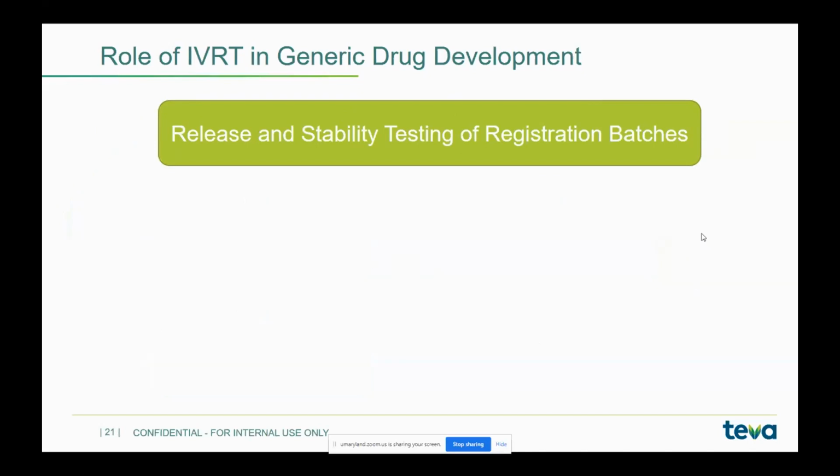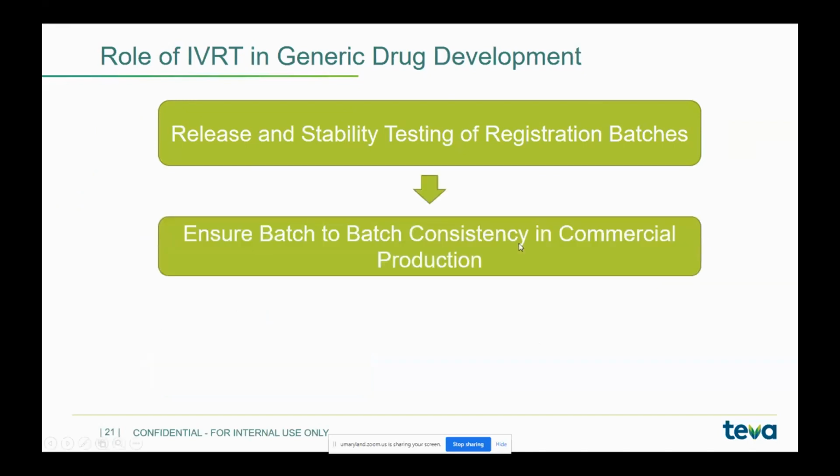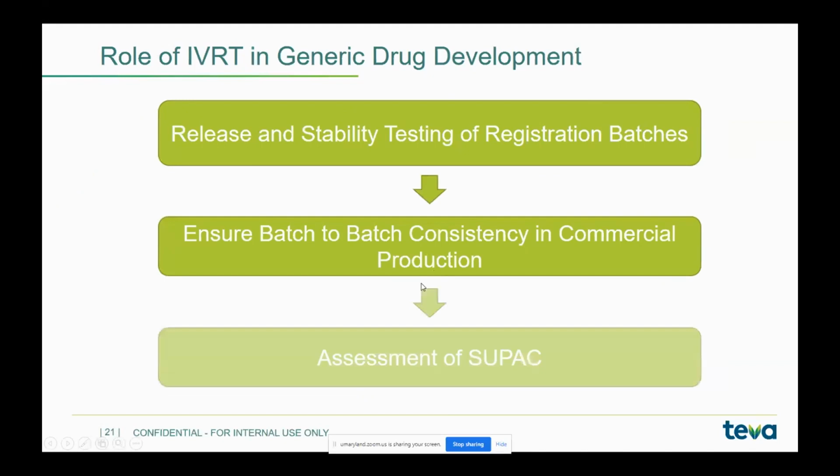through the release and stability testing of your pivotal or registration batches, and on through the product life cycle, to make sure that you've got batch to batch consistency, that the batches aren't changing over the course of their shelf life, as we've talked about before.